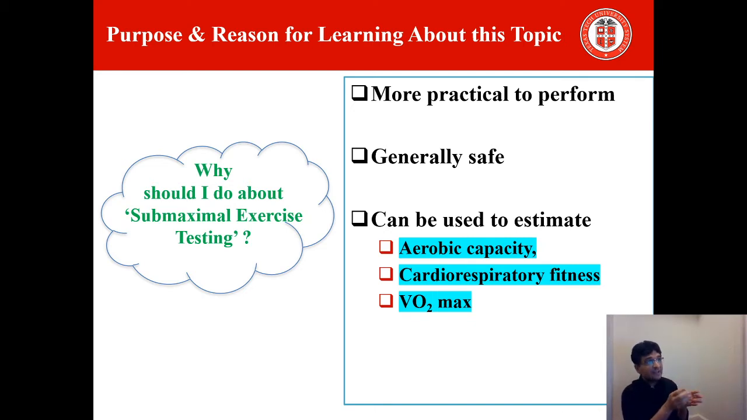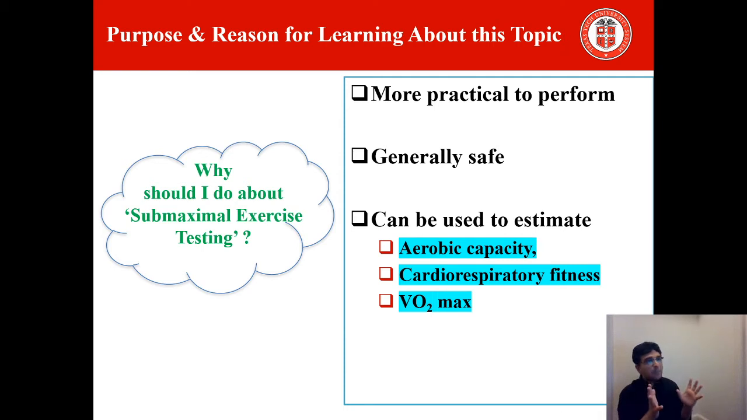It's not as safe as the submaximal testing. And we can get a bunch of information out of this submaximal exercise testing about that particular person. For example, the things which I have highlighted in blue: we can check the aerobic capacity, the cardiorespiratory fitness, and also the VO2 max of that person. Also, we can record heart rate, blood pressure, and the RPE.